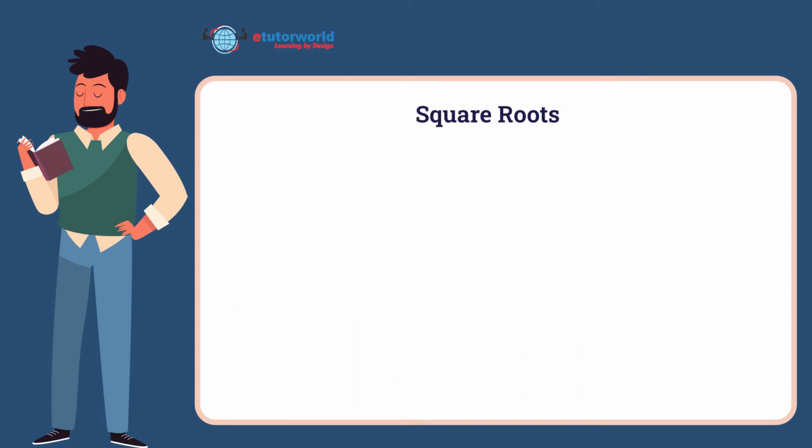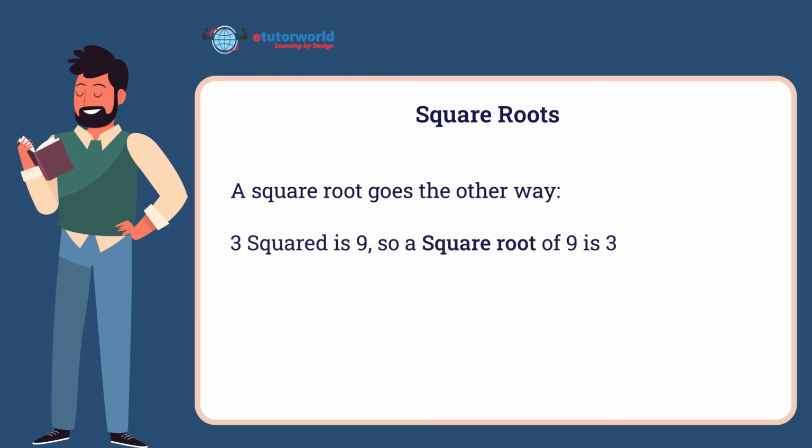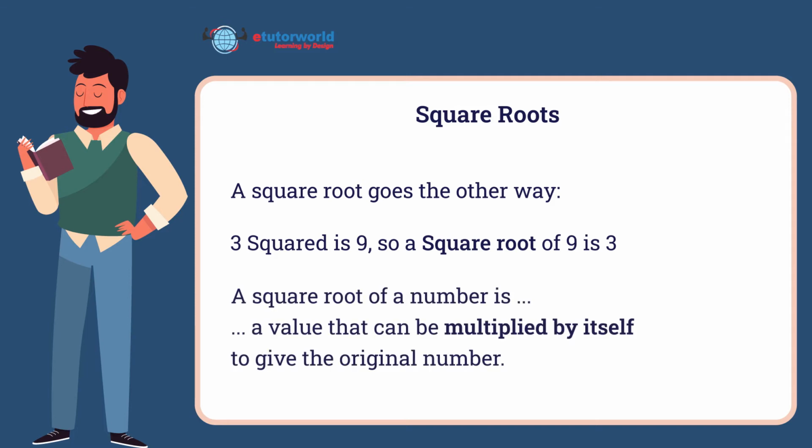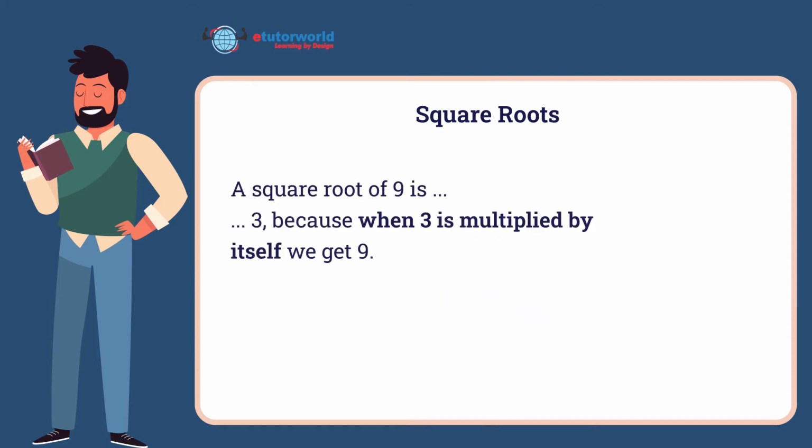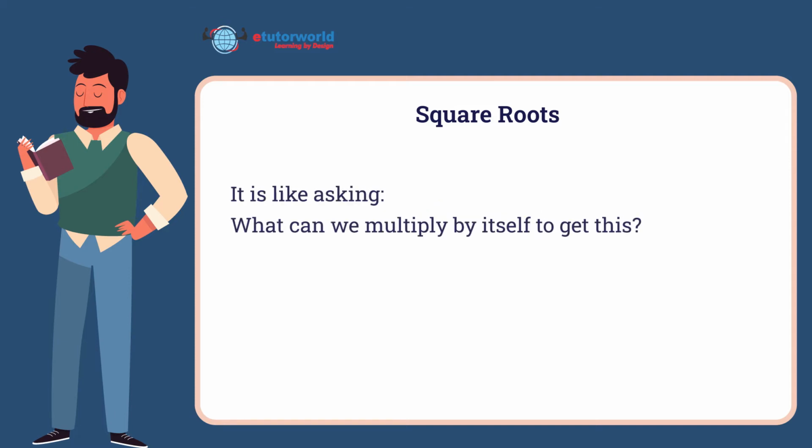Square roots. A square root goes the other way. 3 squared is 9, so a square root of 9 is 3. A square root of a number is a value that can be multiplied by itself to give the original number. A square root of 9 is 3, because when 3 is multiplied by itself, we get 9. It is like asking, what can we multiply by itself to get this?